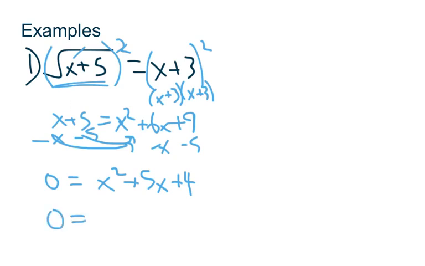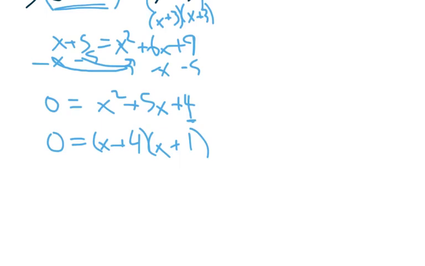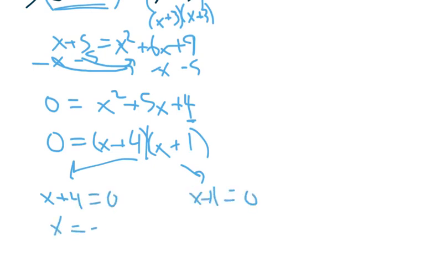Now I have a trinomial and I can go to step 4, which is to factor and solve. 0 equals (x )(x ), and then looking at 4, the factors of 4 that can add up to get 5 are 4 and 1. And so continuing on, I break these up into two little equations. So x plus 4 equals 0, x plus 1 equals 0, x equals negative 4, or x equals negative 1.